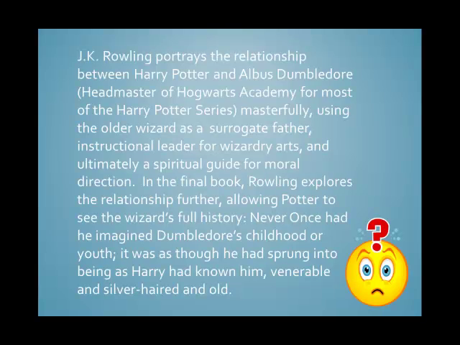Let's look at this example. J.K. Rowling portrays the relationship between Harry Potter and Albus Dumbledore, headmaster of Hogwarts Academy, for most of the Harry Potter series, masterfully, using the older wizard as a surrogate father, instructional leader for wizardry arts, and ultimately a spiritual guide for moral direction. In the final book, Rowling explores the relationship further, allowing Potter to see the wizard's full history. Never once had he imagined Dumbledore's childhood or youth. It was as though he had sprung into being as Harry had known him, venerable and silver-haired and old.